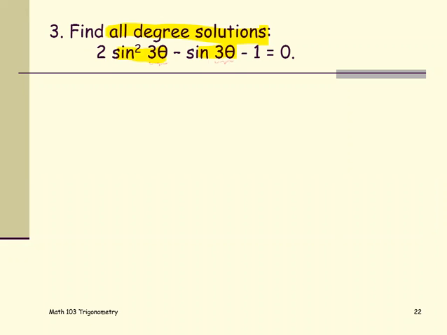For our convenience, we're going to let a be sine of 3 theta. So the equation becomes 2 times a squared minus a minus 1 equals 0, and turns out to be a quadratic equation. Now we're going to solve this quadratic equation, solving for a.